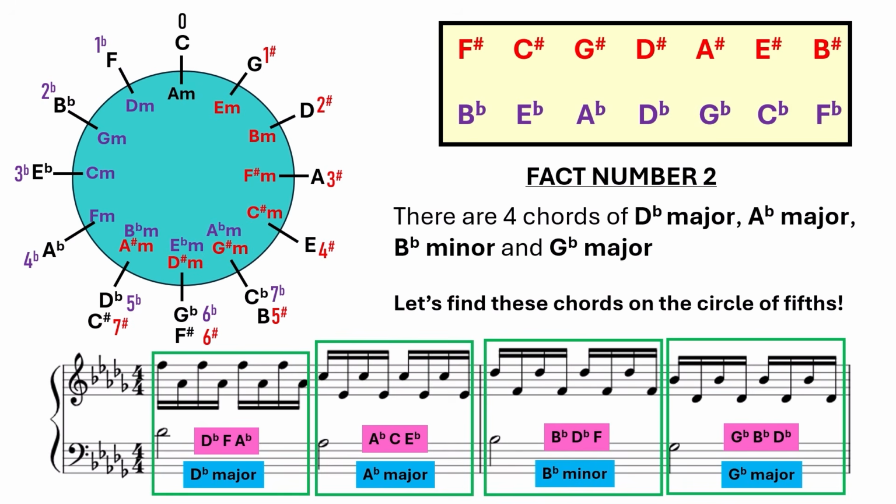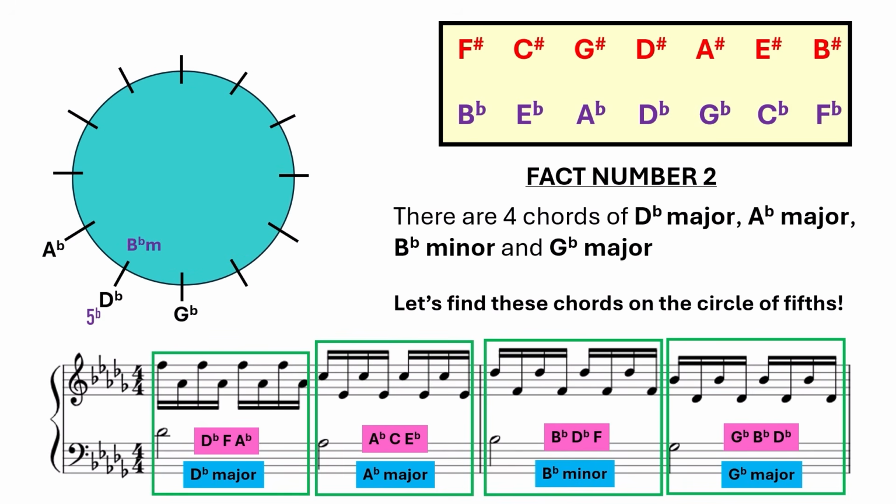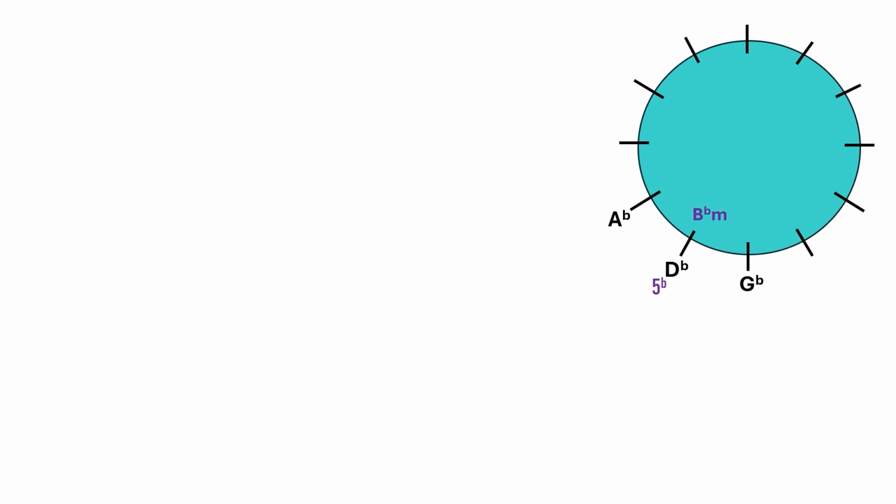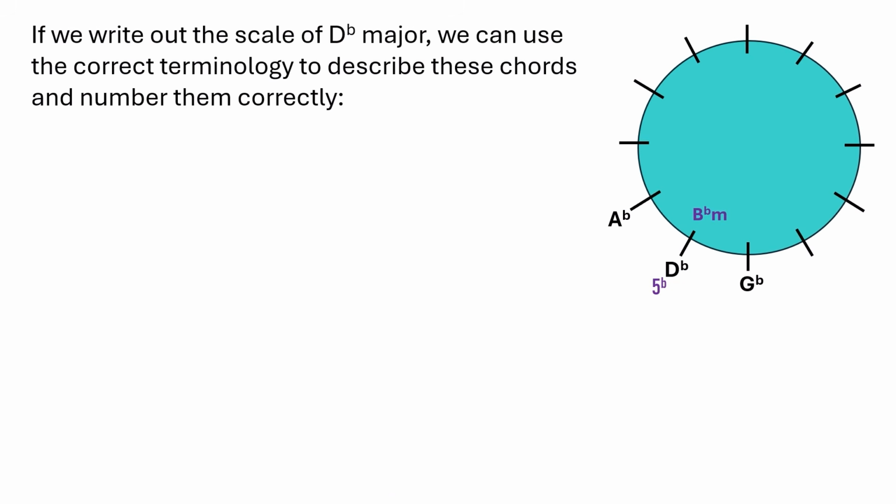Let's find these chords on the circle of fifths. If we write out the scale of D flat major, we can use the correct terminology to describe these chords and number them correctly.